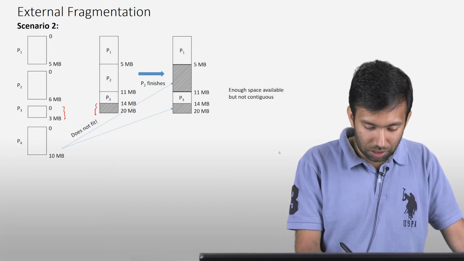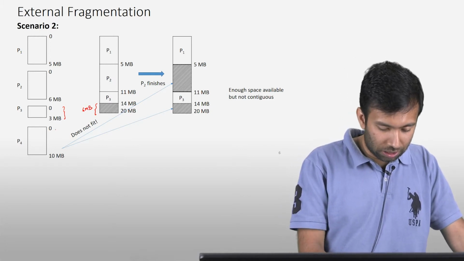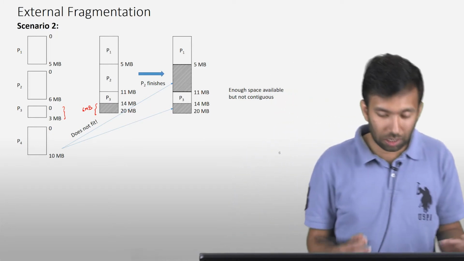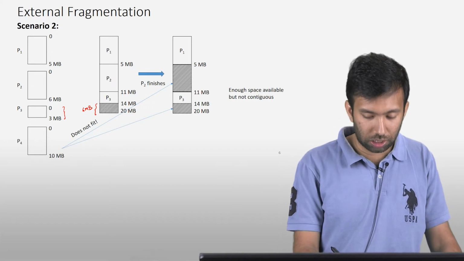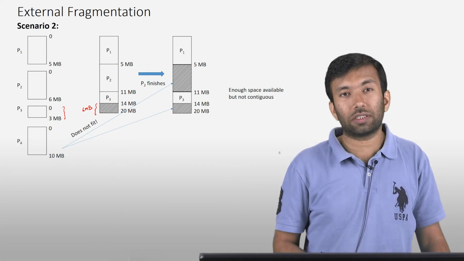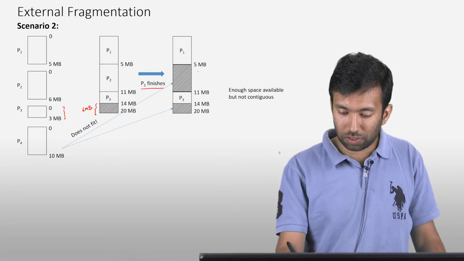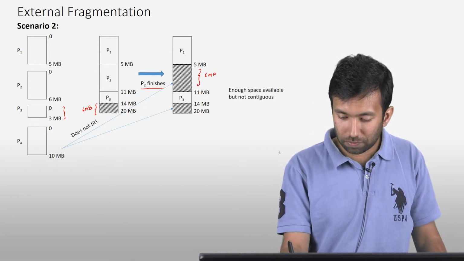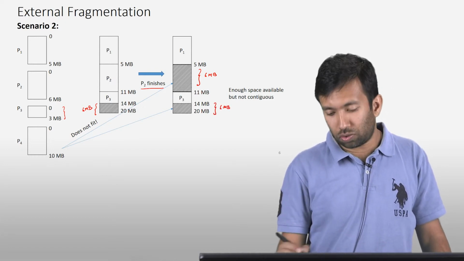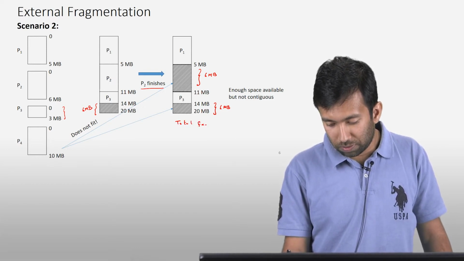The amount left is 6 MB. Now, that is free, but there is a 10 MB process P4 waiting, so we cannot fit that process in here. So, process P4 waits. Now, let us say P2 finishes. If process P2 finishes, this whole 6 MB is free, and so is this 6 MB. So, the total free memory here is 12 MB.